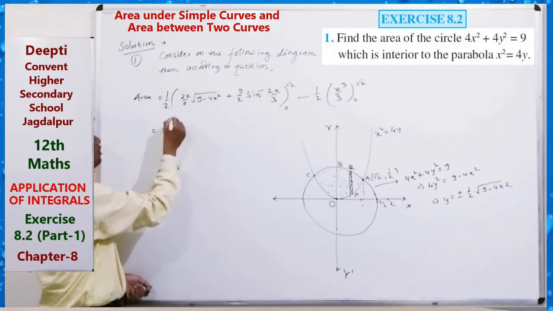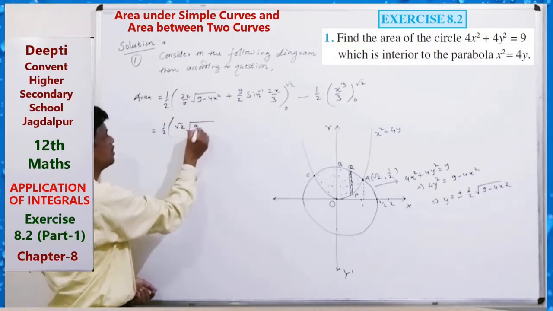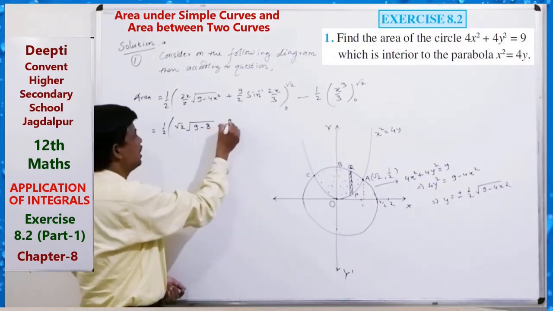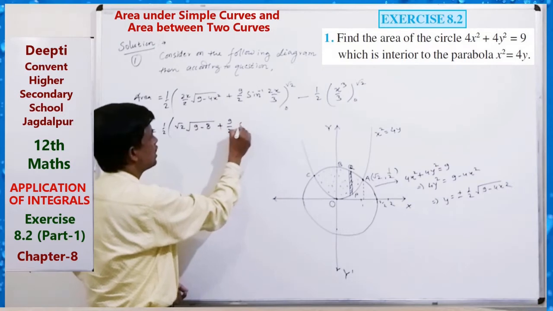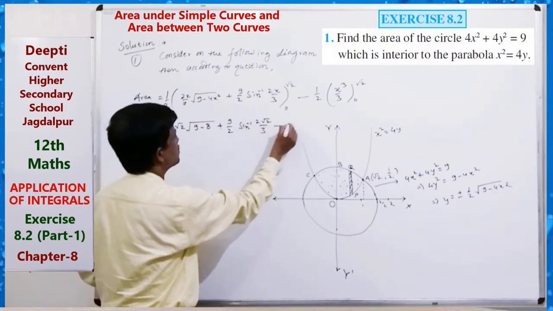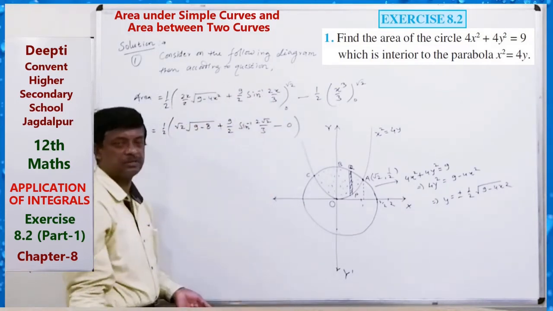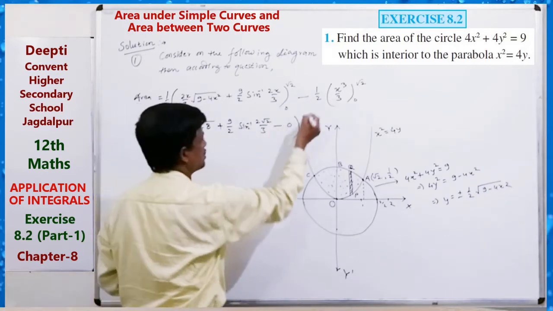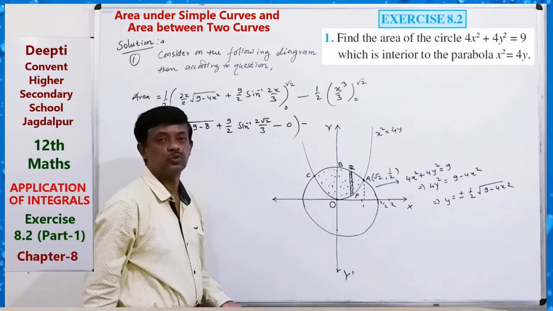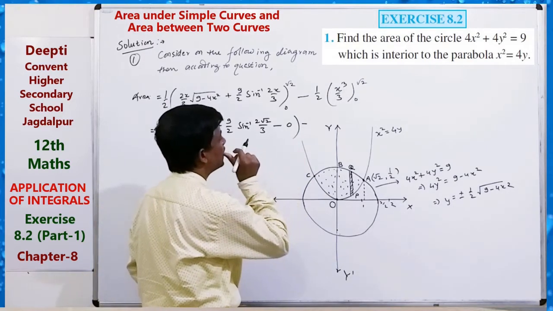So within the bracket, here x by 2 root over 9 minus 4x square, at 2 it is 4 into 2, 8, plus 9 by 2 sin inverse 2 root 2 upon 3, minus of 0, because in both places x to 0, sin inverse 0 is equal to 0, minus of root 2 or 3, means 2 root 2.